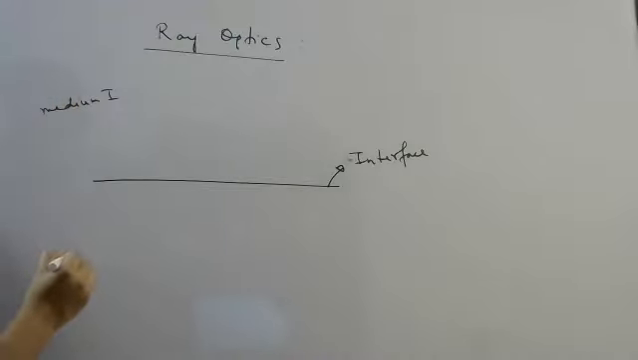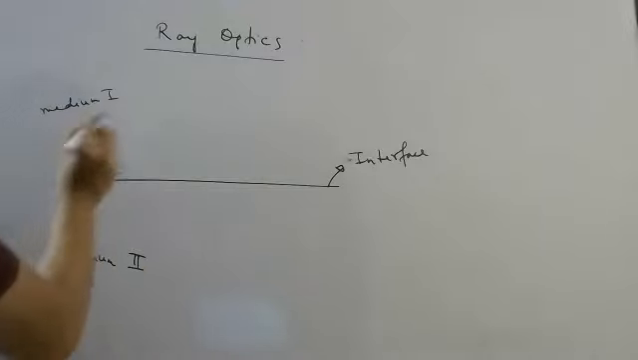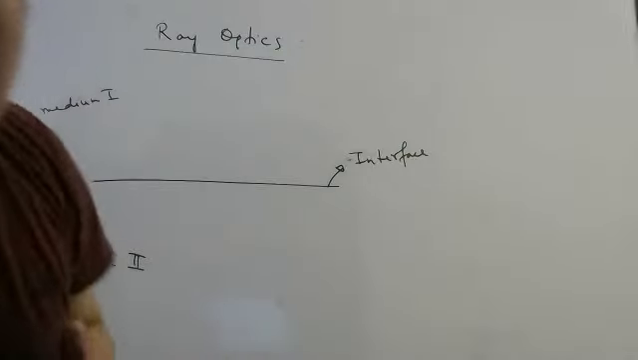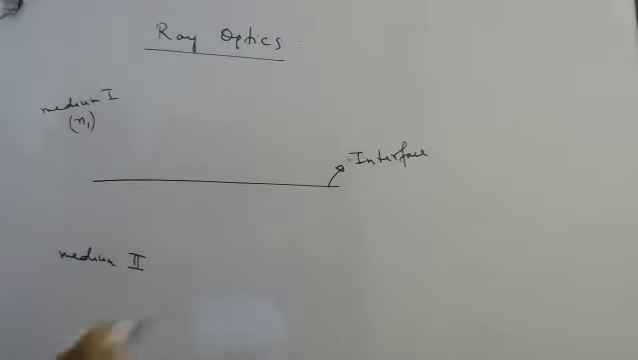This is medium 2. No need to write this part. Just try to understand. Now, every medium has a refractive index. So let us say this medium has refractive index N1. This medium has refractive index N2.